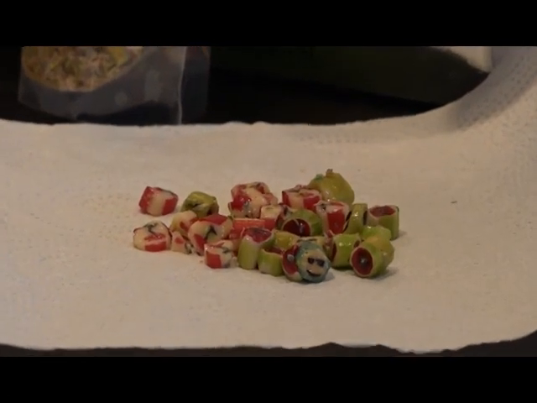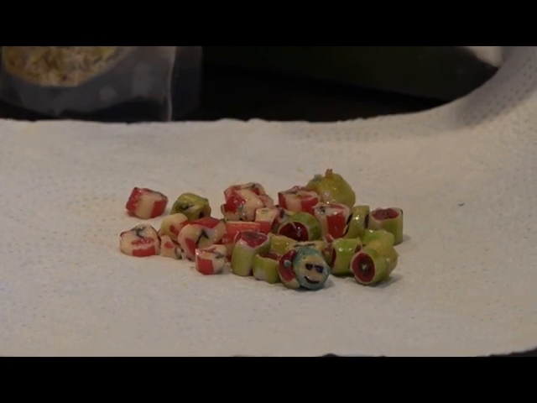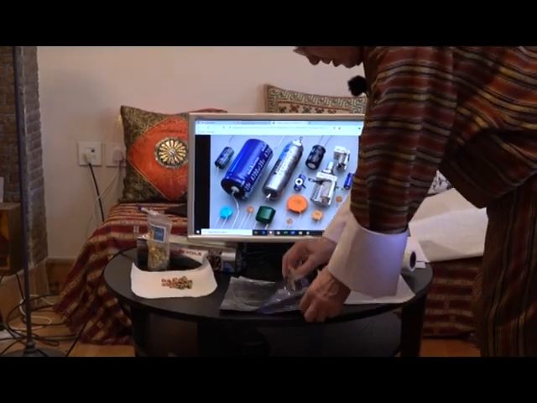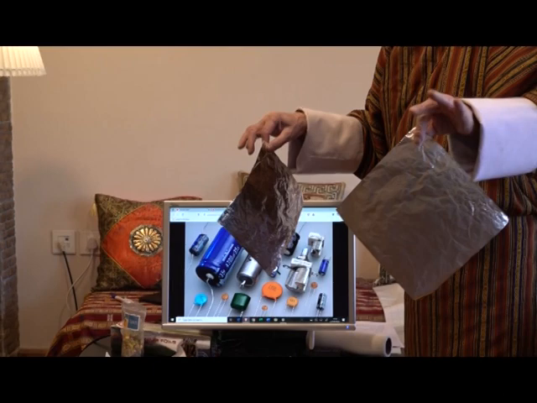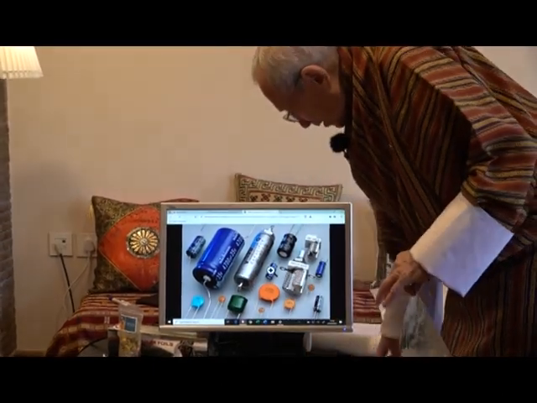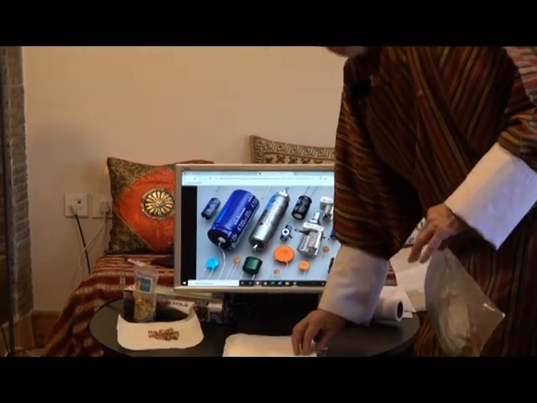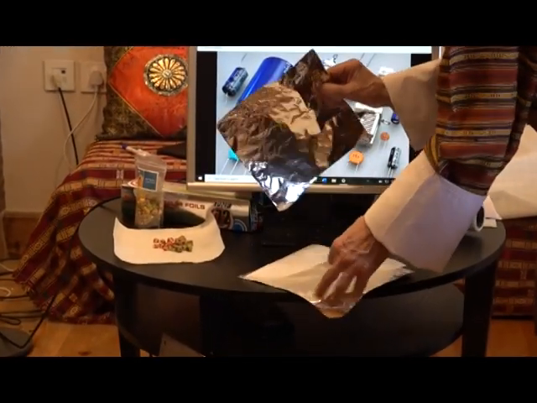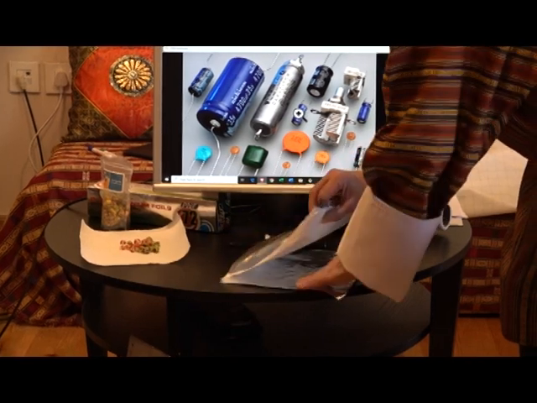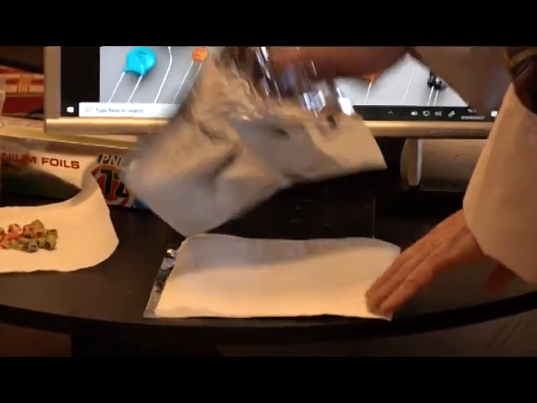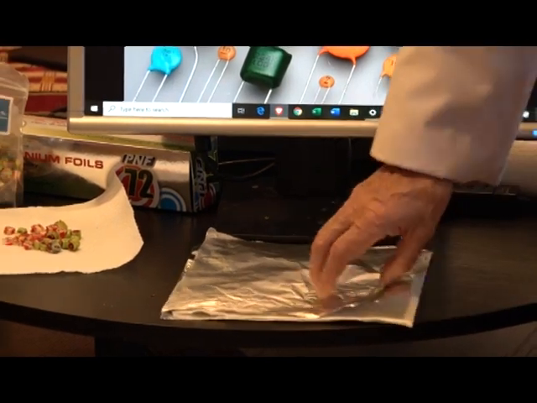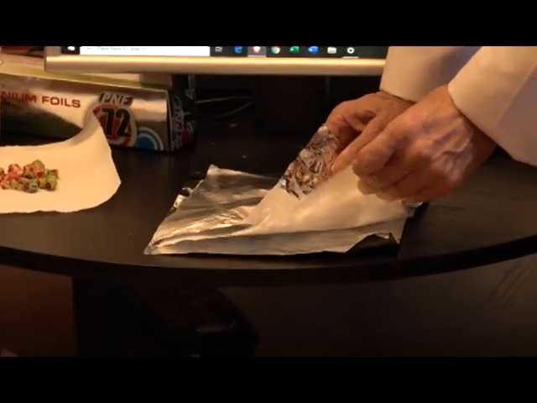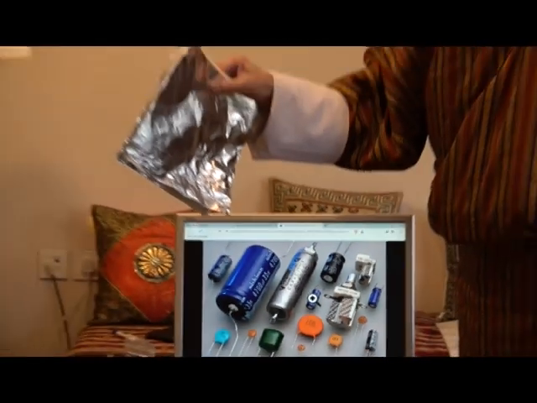So let's make a capacitor. To make a capacitor, you need a paper towel, a piece of paper from the paper towel, and 2 pieces of aluminium foil. One piece of aluminium foil, one piece of paper, and another piece of aluminium foil. So what we have in physics language is 2 sheets of conducting material separated by a sheet of non-conducting material. And there is a capacitor.